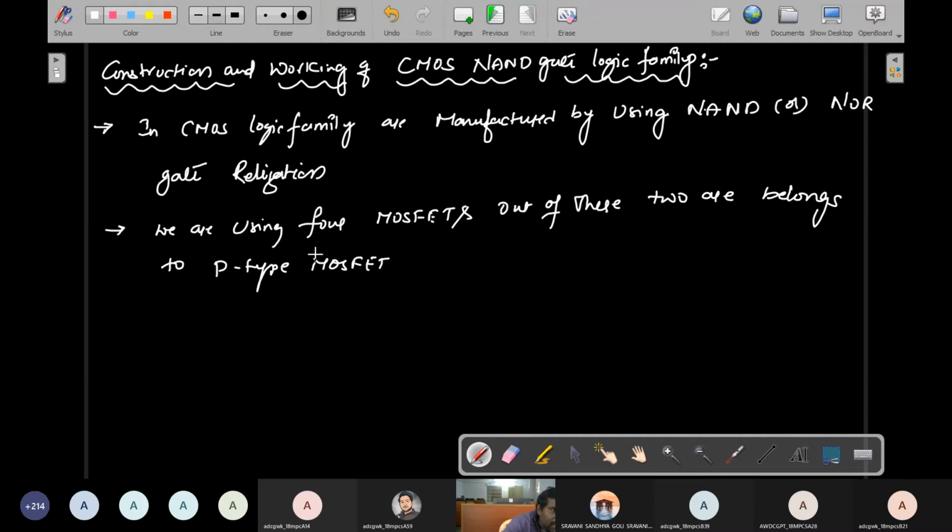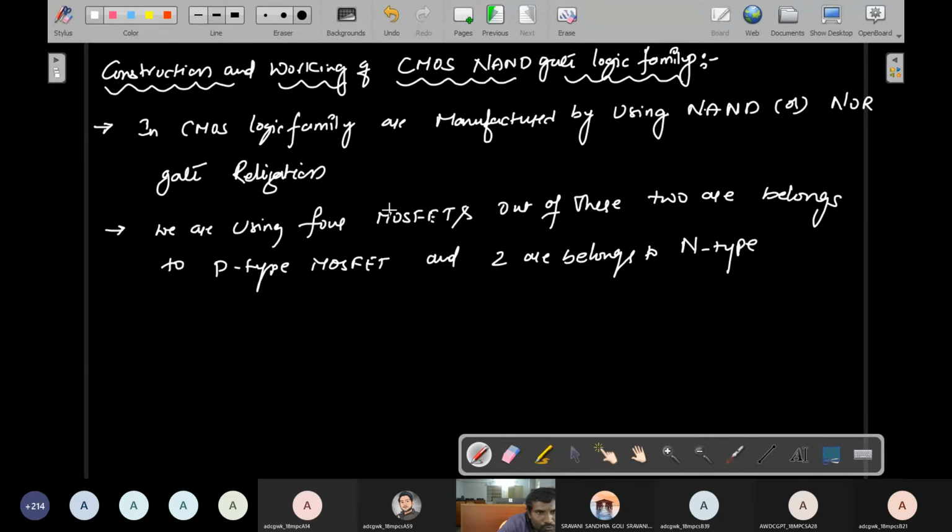See, these are enhancement MOSFETs only, because all CMOS are enhancement only. Just remember, no need to write enhancement every time, because it is a P-type enhancement and enhancement mode. Okay, so we are using 4 enhancement MOSFETs. Out of these, 2 belong to P-type and 2 belong to N-type. Understand? So we are constructing the CMOS logic family by using MOSFETs only.